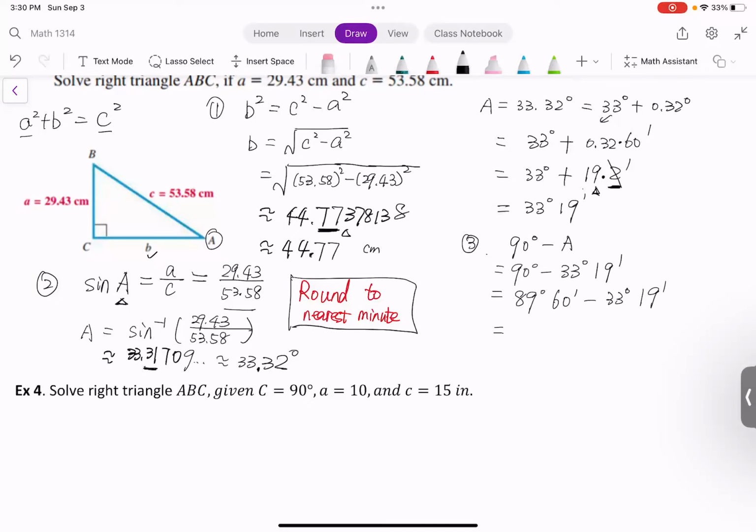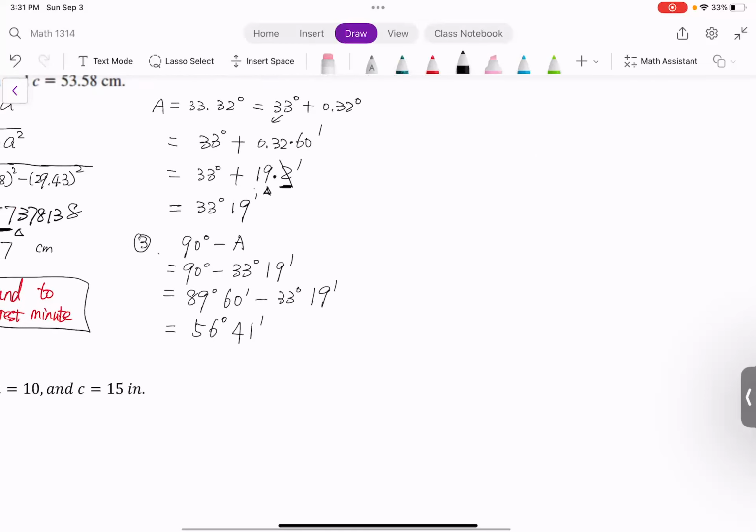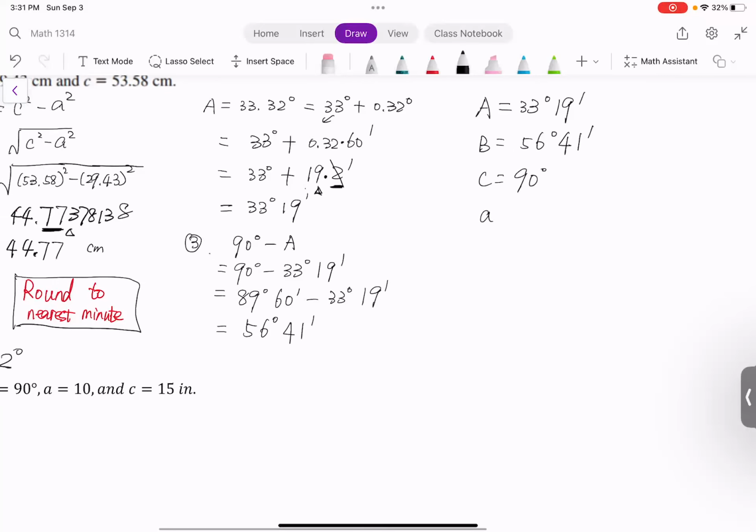So if I'm doing the computation, what do I have? I'm having 56 degrees and 41 minutes. So this is a solution. Then I can do the conclusion. The A equals 33 degrees 19 minutes and the B equals 56 degrees 41 minutes. C is 90 degrees.